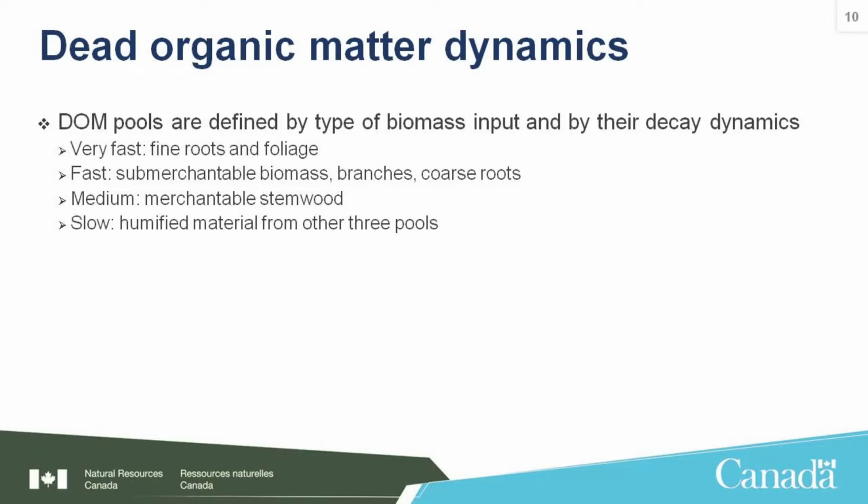In the model, there is a very fast pool that receives input from the short-lived fine roots and foliage. There is a fast pool that contains the submerchantable biomass, small trees, branches and tops, and coarse roots. There is a medium pool which represents coarse woody debris from fallen merchantable stemwood. And then there is a slow pool, split into above ground slow and below ground slow, that receives no direct input from the biomass, only input from decomposing humified materials from the other three DOM pools.